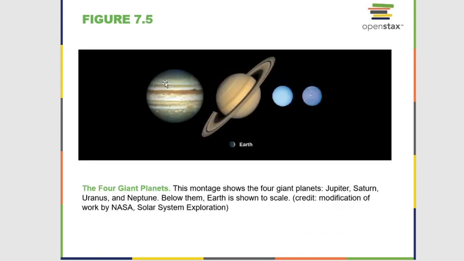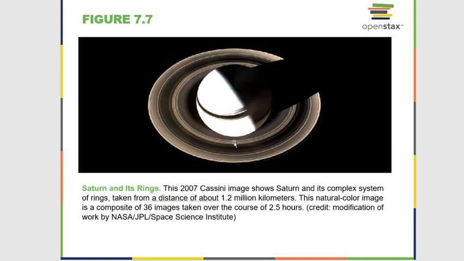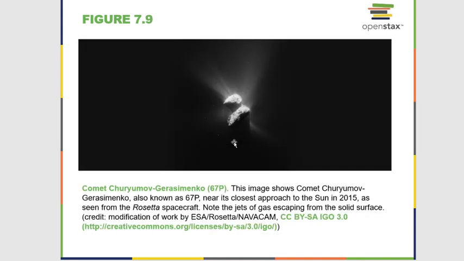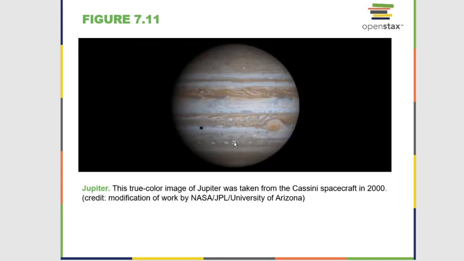It doesn't work as well for the giant planets, because they're gaseous on their surface, so they don't have craters. Notice the Earth in the bottom here is shown for scale. Here's a nice picture of Pluto. There's Saturn and its rings. Here's an asteroid. Asteroids are also heavily cratered, as you can see there, for the most part. There's a comet. These are 2 popularizers of science. On the left is Carl Sagan, on the right is Neil deGrasse Tyson.